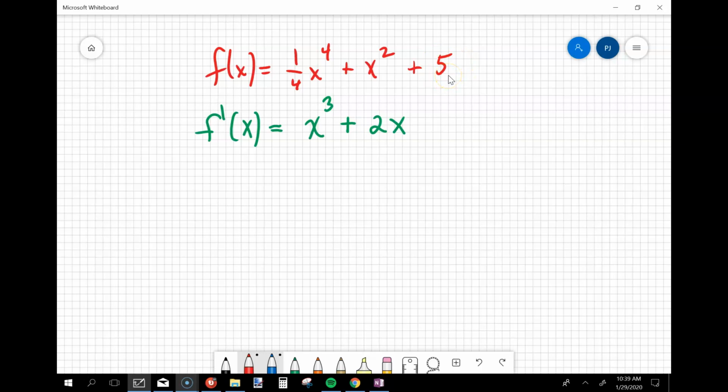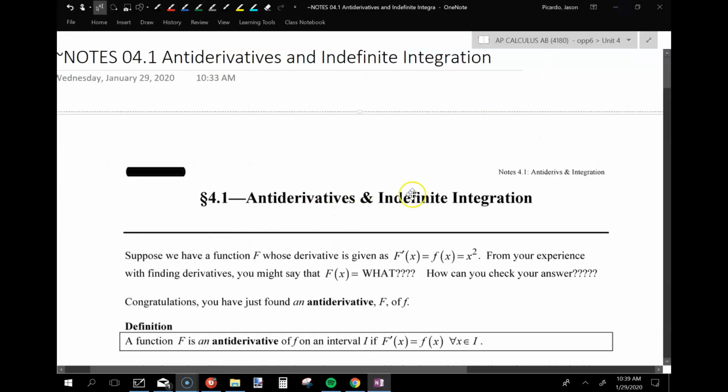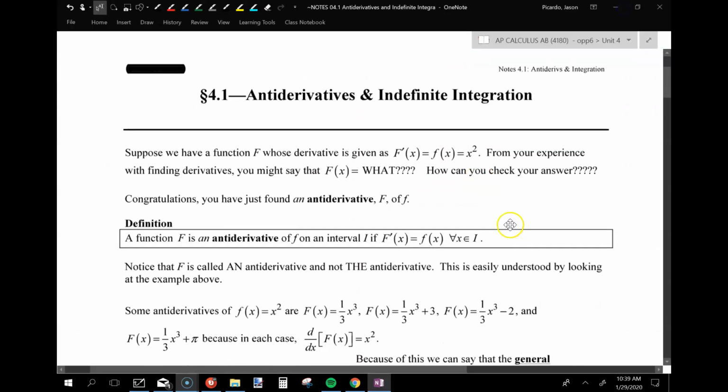Any constant, okay? So the good news, guys, is that that's the entire lesson. The entire lesson is we're going to just practice working backwards in finding antiderivatives. We're going to look a little bit at notation. We're going to talk about some specific antiderivatives that we can actually evaluate if I was to give you a little bit more information, okay? And that'll be that.